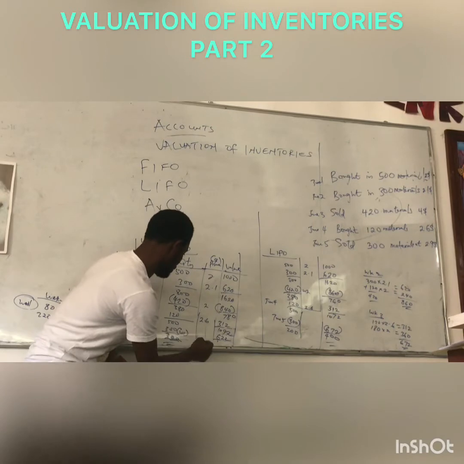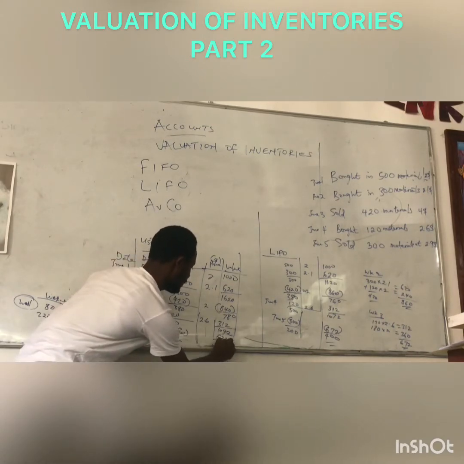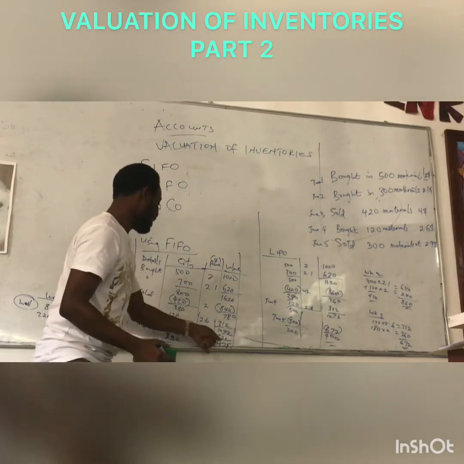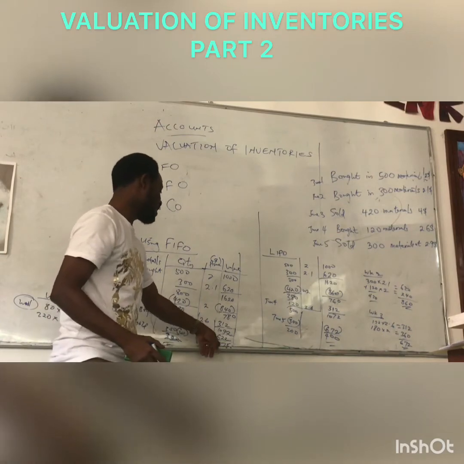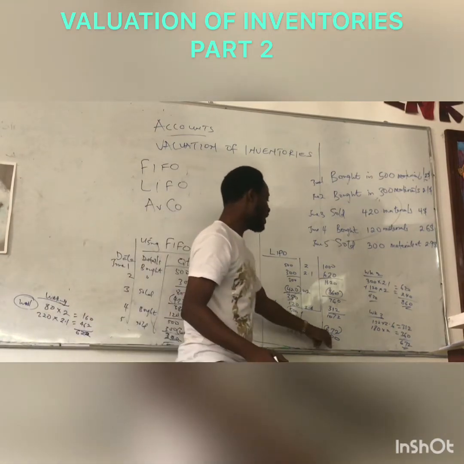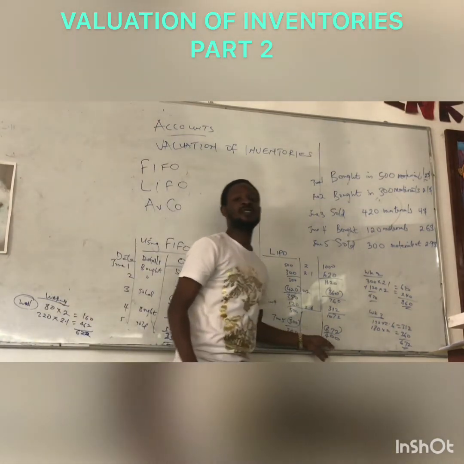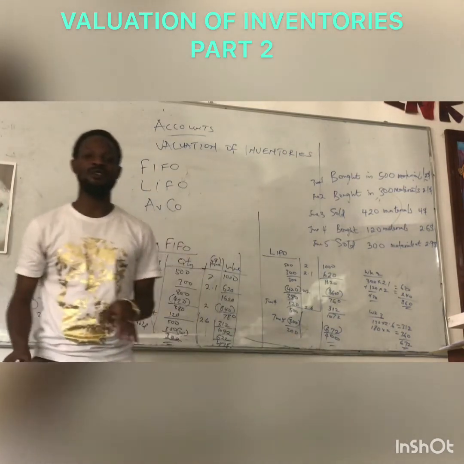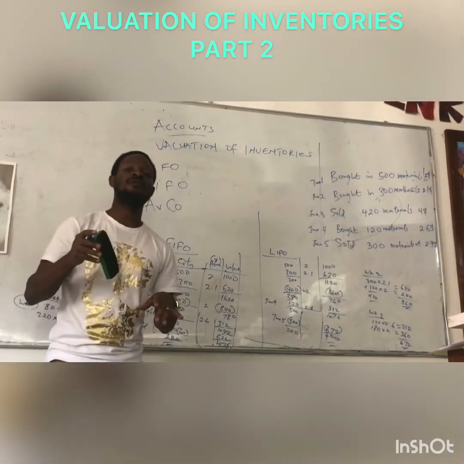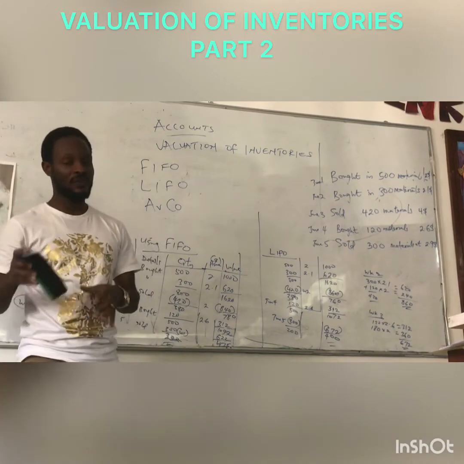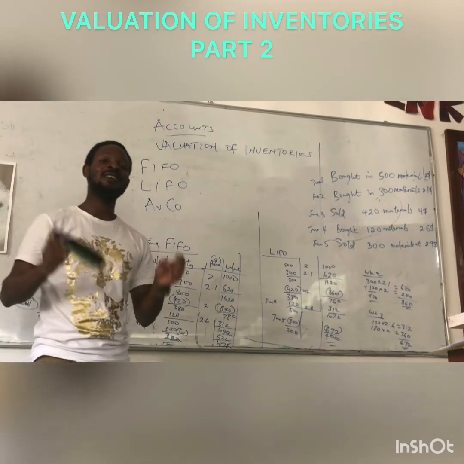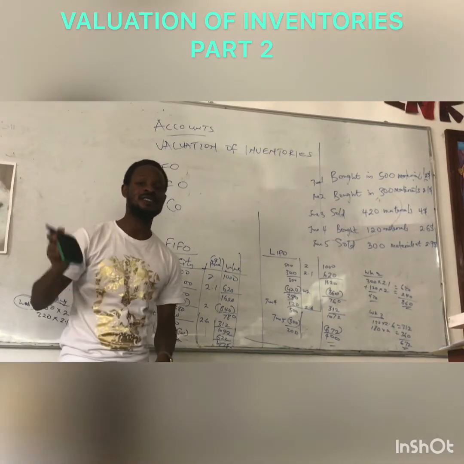Now, if you look at the value of closing inventory here using FIFO, it is 475. Using LIFO, it is 400. That means we will usually get different values when we use different methods for valuation of inventories. Let's take note of that. That is why we must follow the consistency concept of accounting.